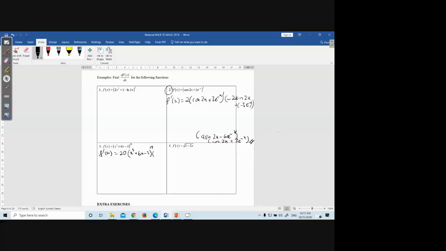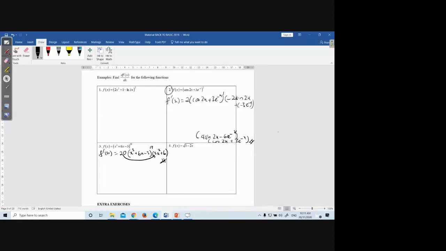And then multiplied by the derivative of the bracket, 6x plus 6. That's it. So this is the final answer. Or you can simplify it by multiplying 20 with the things in the last bracket.